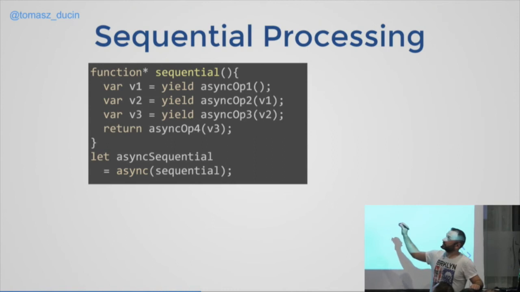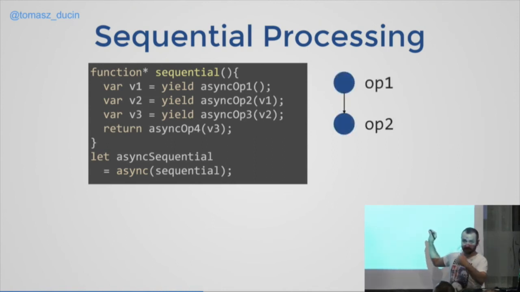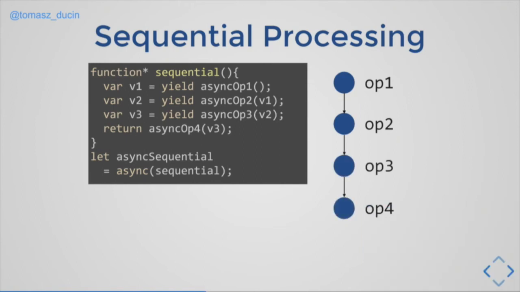So this is an example of a coroutine. We have this function asterisk sequential thing. This is going to be sequential processing, the same as we've had with a promise chain, right? Here I have var v1 equals yield async op. I'm yielding a promise. As long as this thing is pending, this generator is going to be suspended, right?